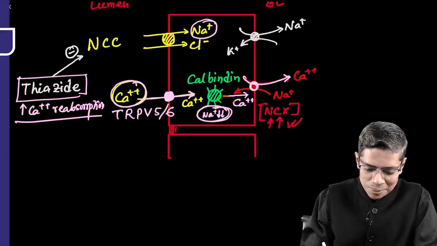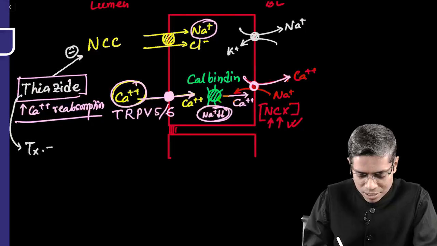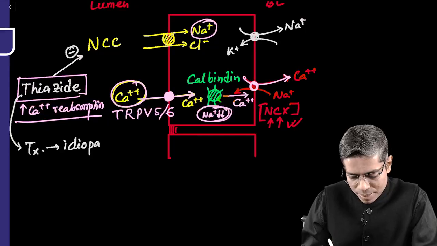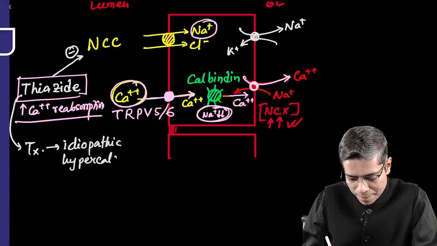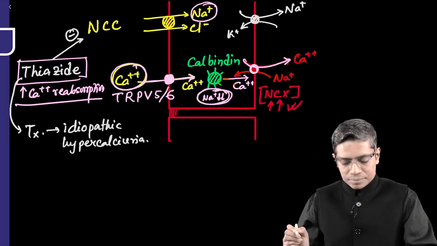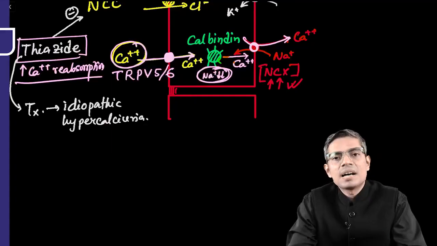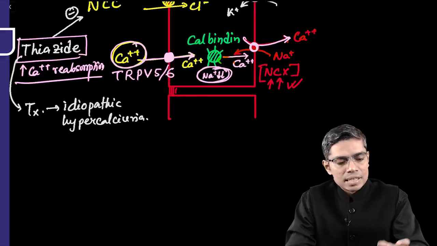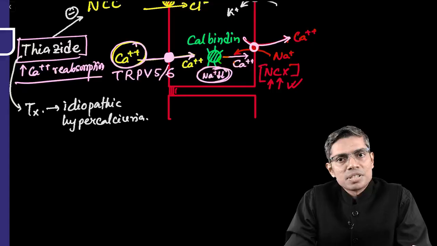And that's why, as all of you know, thiazide is the drug of choice for one disease, that is idiopathic hypercalciuria. So if the calcium level is very high in your urine, calcium is excreted very high in your urine, and you do not know the cause of that, you give thiazide diuretics, it will reabsorb more calcium from the urine, and that will prevent calcium stone formation at the level of urine.